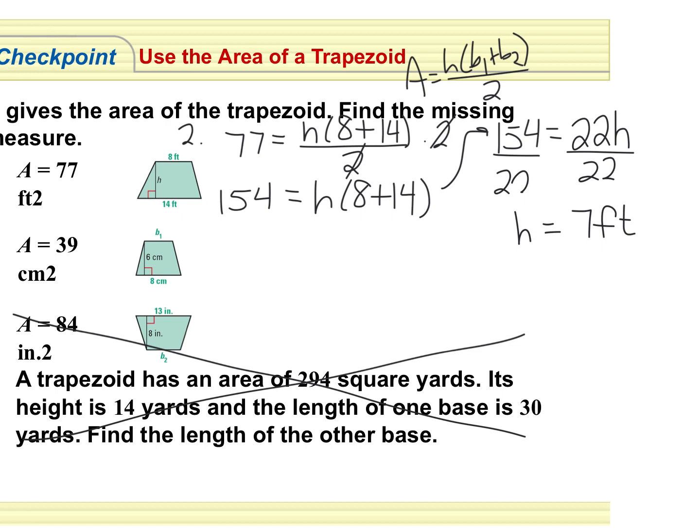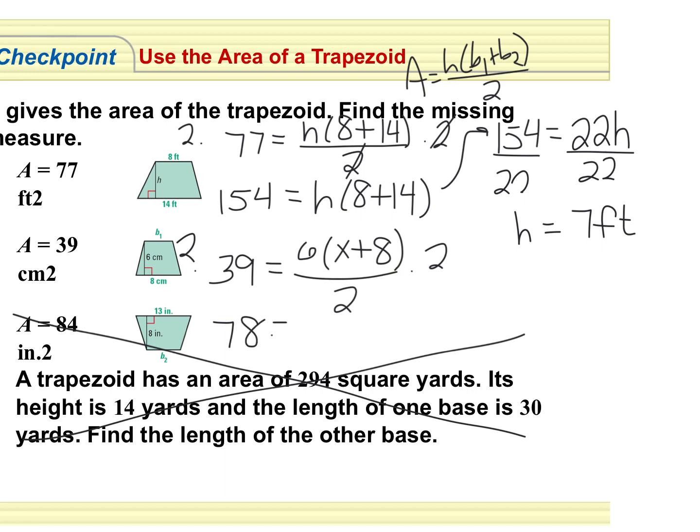Okay, number 5. Same thing. Plug in what you know. What do we know? Area is 39. Do we know the height? What is it? Yep. Do we know the bases? So how do I write it? Yep. Or you could have had 8 plus x. And then last part. Divided by 2. Good. What's your first step? Multiply by 2. What's 39 times 2? So we have 78 equals 6 times x plus 8.